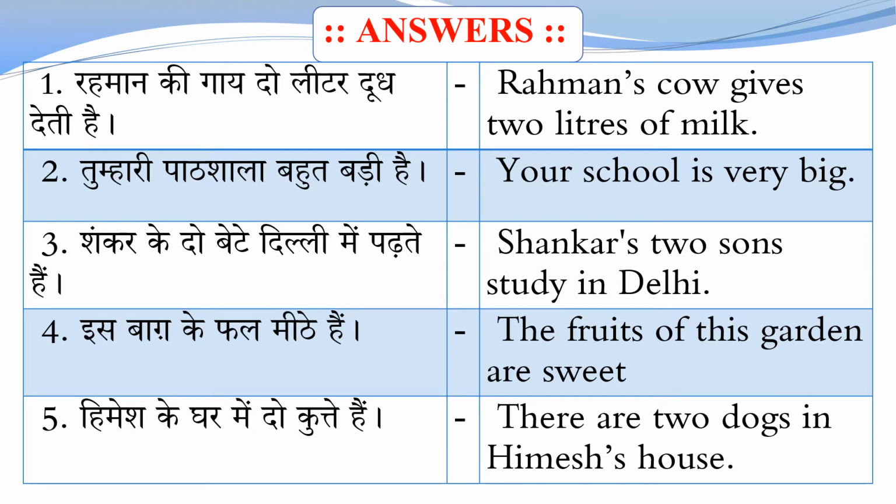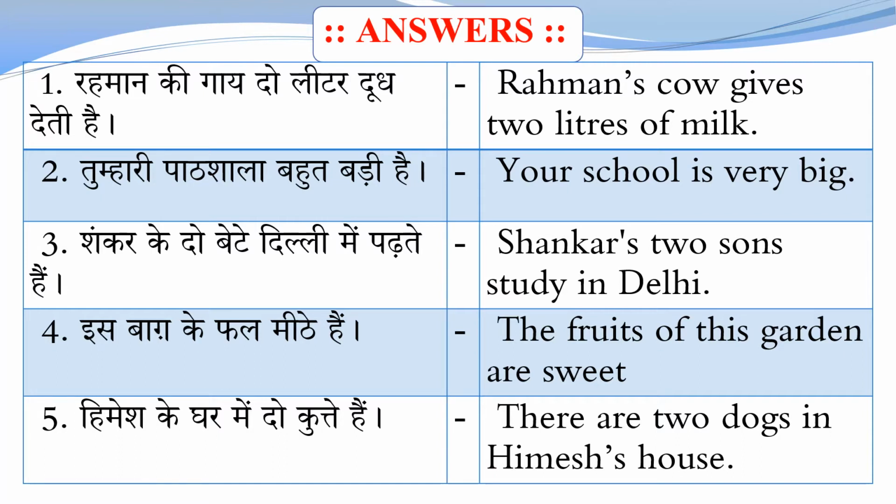Fourth one, is baag ke phal meethe hain. Is translates to this. Baag means garden and phal means fruits. Here we have baag ke phal. So we would say fruits of this garden. Otherwise, we can also say it as this garden's fruits. Meethe means sweet and hain can be translated to are. So, we have two answers here. First one, the fruits of this garden are sweet, or this garden's fruits are sweet.